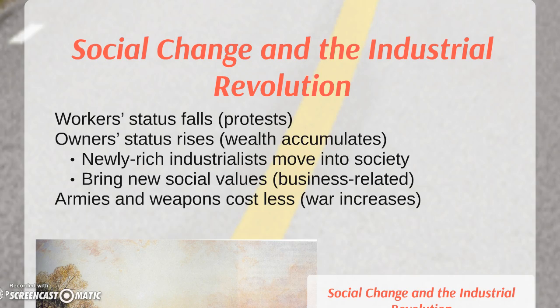The owner's status rose. Owners gained greater power. They accumulated wealth and capital. This was the incipient beginning of capitalism. The newly rich industrialists moved into society, bringing new social values that were business-related. Also, war increased. Armies and weapons cost significantly less when you can mass produce rifles or other sorts of armaments.